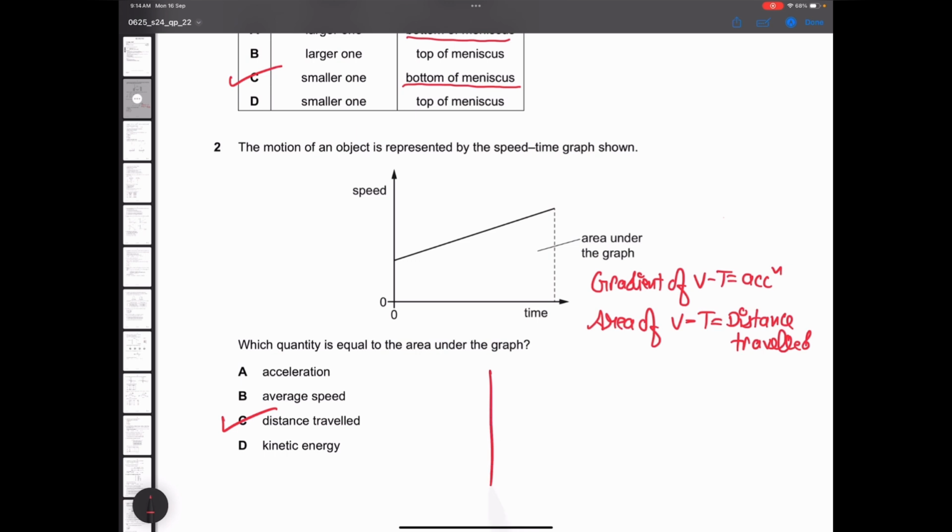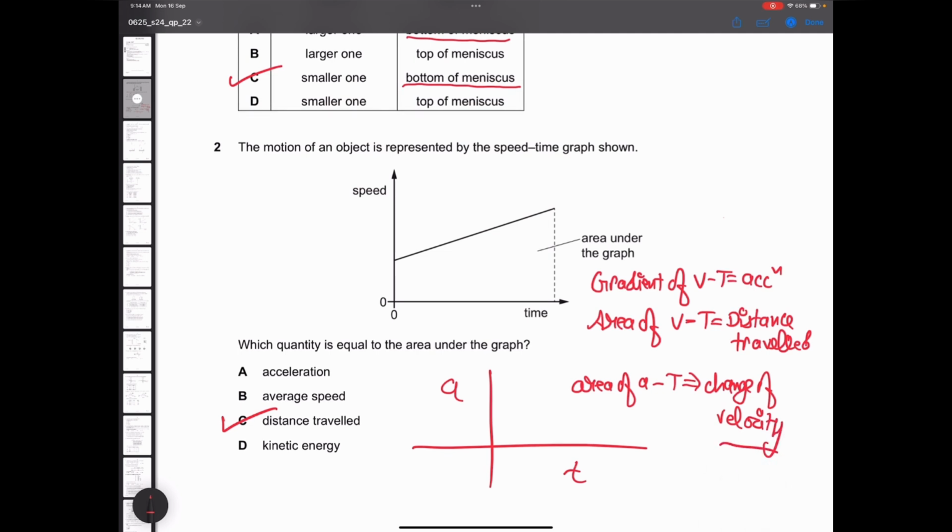Similarly, let's say if this was an acceleration time graph. If you take the area of an acceleration time graph, it gives you change of velocity. So if in place of speed time they had given that this is an acceleration time graph, then the answer would be change of velocity, represented by the area of the acceleration time graph.